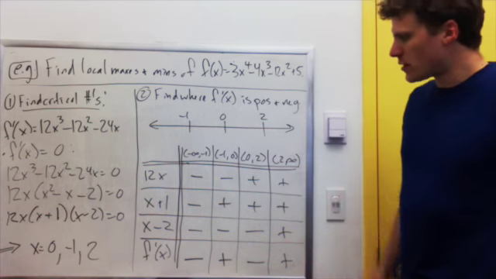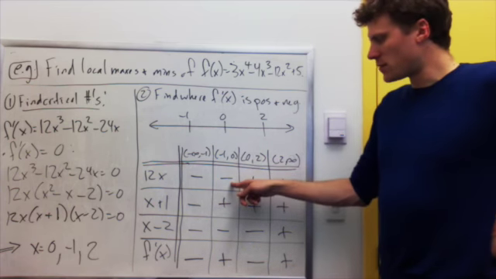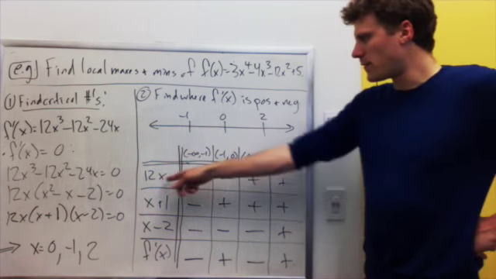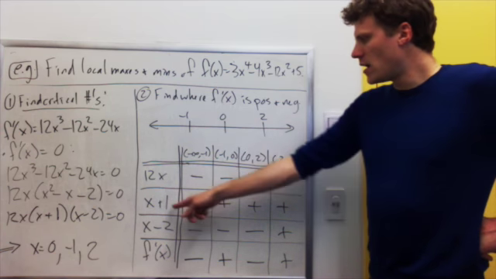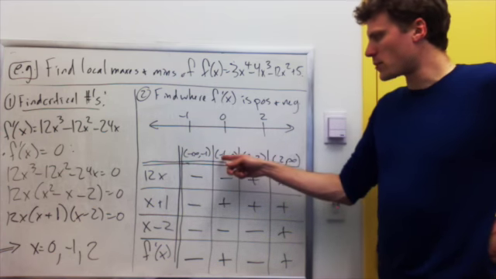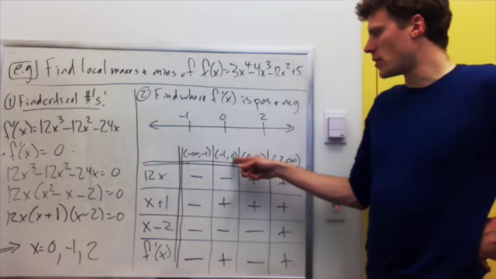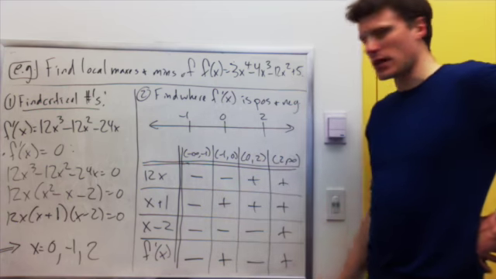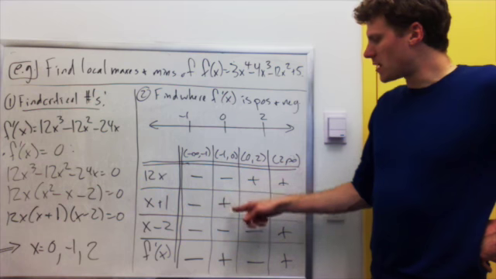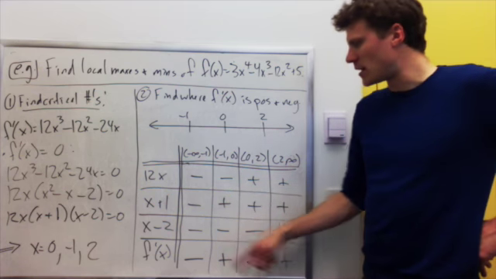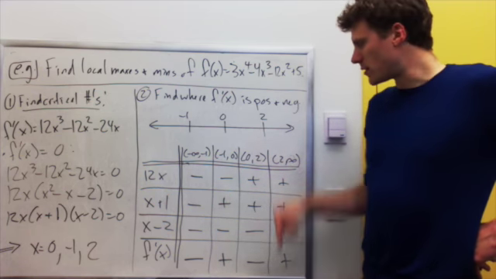Between -1 and 0, 12x is negative. For example, if I plugged in -1/2, I would get -6, so it's negative. x plus 1 is positive. If a number is bigger than -1, when I add 1, it's positive. But x minus 2 is negative. If a number is less than 0, when I subtract 2, it's negative. So negative times positive times negative tells me that the derivative is positive on this interval.